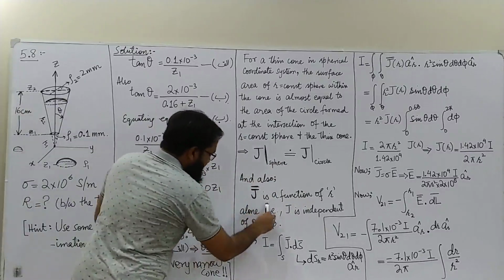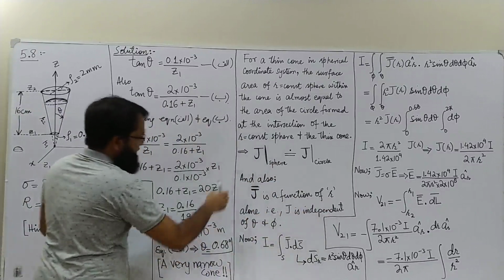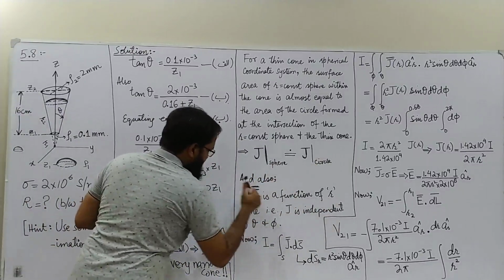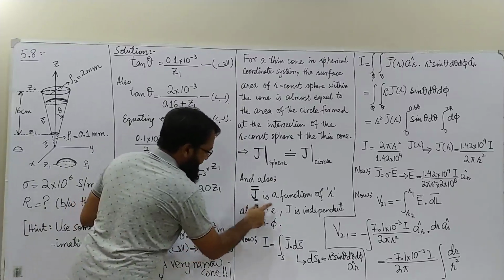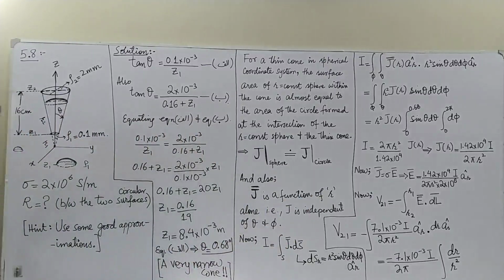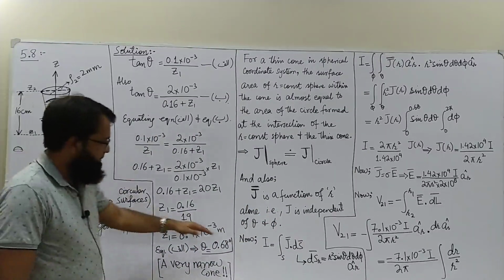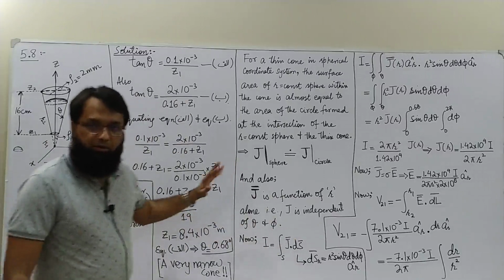Also, J is a function of R. So this is the first consequence. The second consequence would be that vector J, this time I am talking about the vector, is a function of radius alone, that is, J is independent of theta and phi.